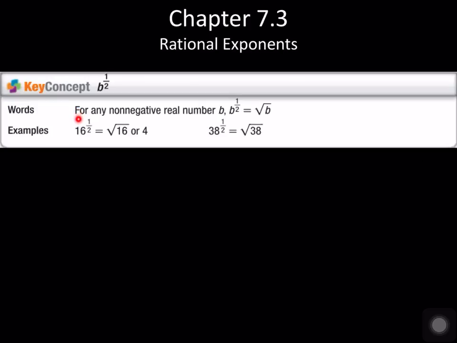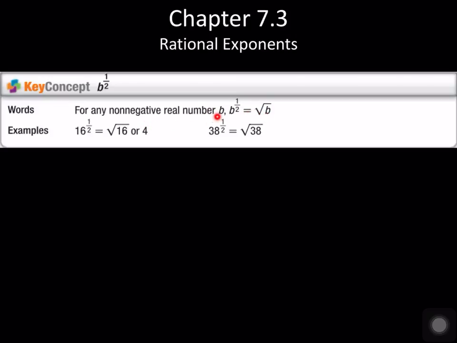So for any non-negative real number, now that simply means that any number that's not a negative number, right? So we don't want to put negative numbers under our radical. We don't want to put non-real numbers under a radical. So we're talking about positive and negative whole numbers, positive and negative fractions. Pretty much anything that we've dealt with up to this point can go under the radical. So here's what it says.